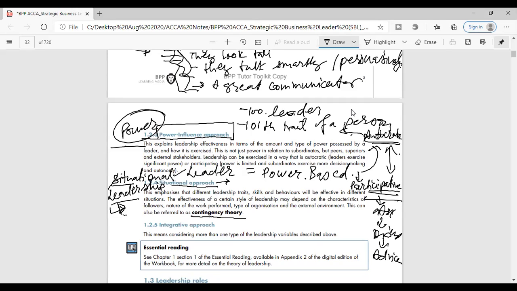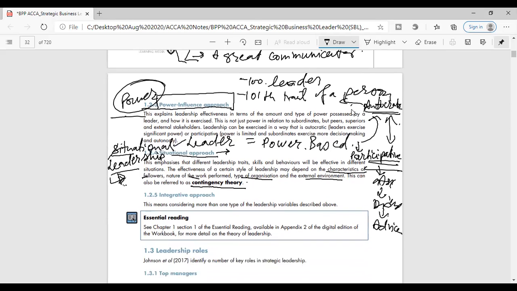You have to keep trying new ways of achieving the results, building your team and the organization. So the effectiveness of a certain type of leadership may depend on the characteristics of followers, nature of the work performed, type of organization, and external environment. So that is contingency theory.